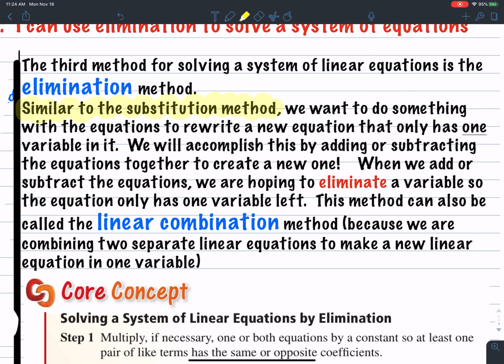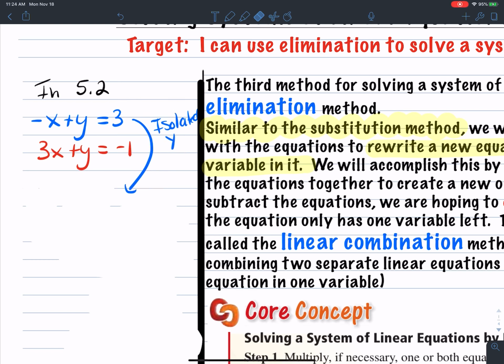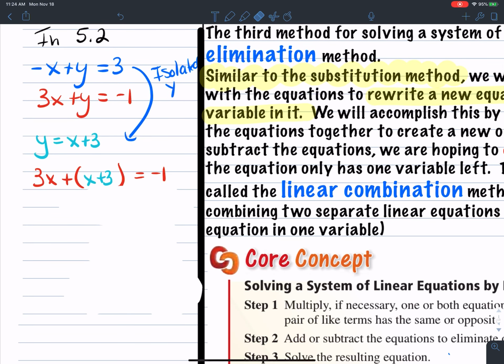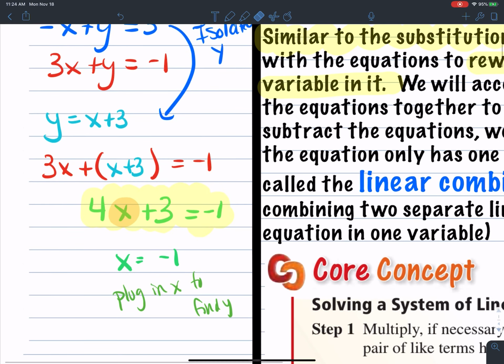And what we're doing in the substitution method is we're doing something with the original equations to be able to write this new equation that only had one variable in it. So just as a reminder, like in section 5.2, I just have an example prepared from the notes. We had this system, like negative x plus y, 3x plus y, all that stuff, and we isolated a variable. And what we were able to do is take that isolated variable and plug it into the other equation. And then by doing that, we created this new equation that only had one variable in it. And that variable was just x. So we were able to solve for that x value. Once we found x, we could go back and plug that in for y.